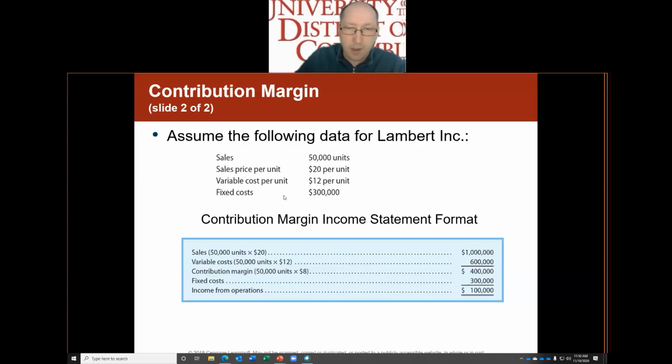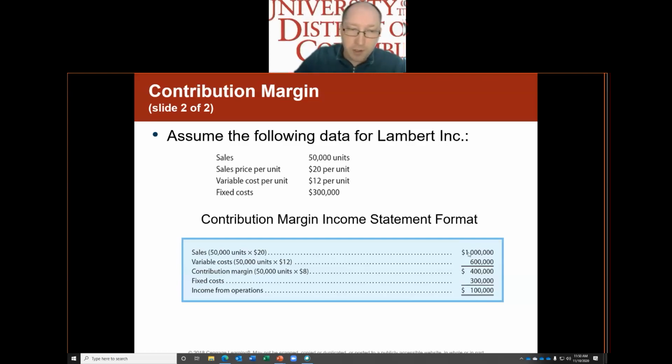Okay, so on the income statement, you have your sales, minus your variable costs, also known as your cost of goods sold, equals your contribution margin, also known as gross profit. Gross profit minus your fixed costs equals your net income from operations.